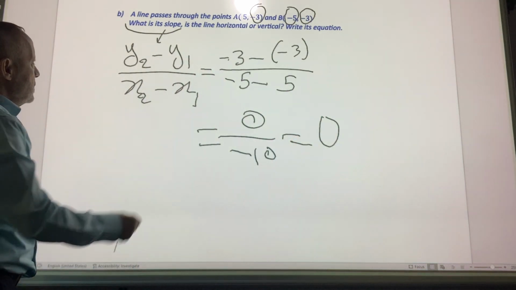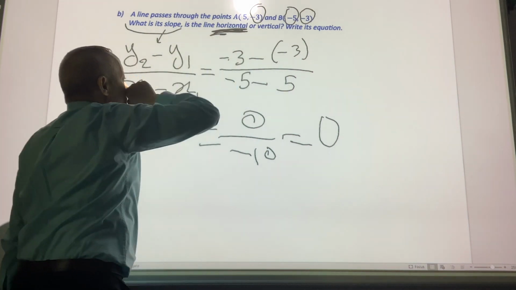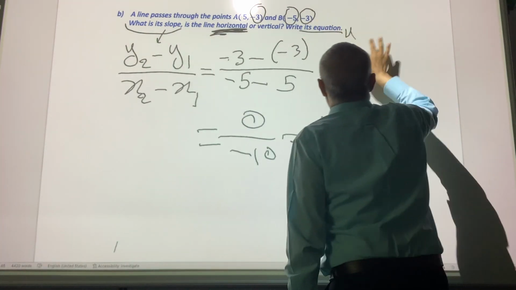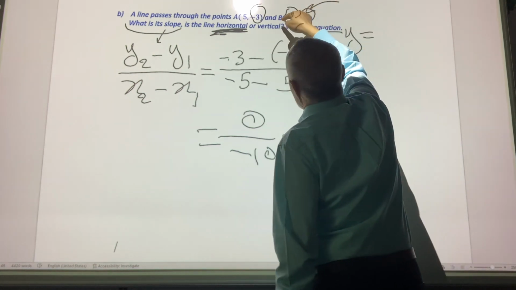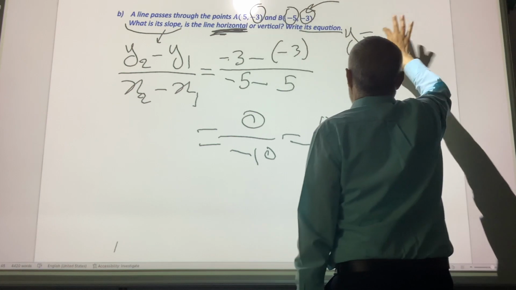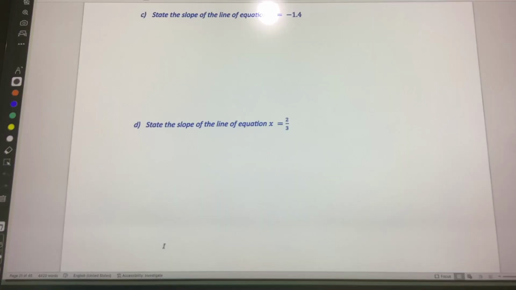You should know that when the slope is 0, the line is horizontal, and the equation is y equals constant. The constant you take from the coordinate of point B or A. They are the same: negative 3. This is another way to solve this question.